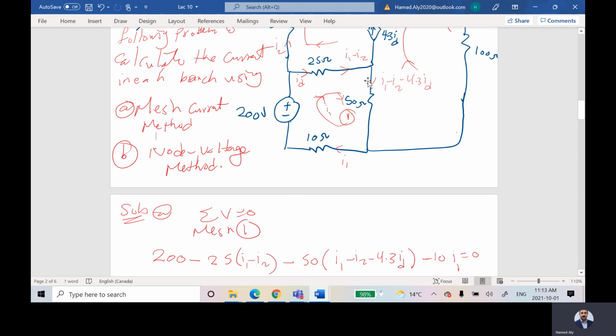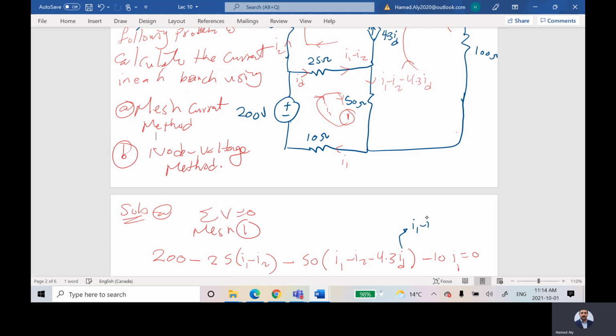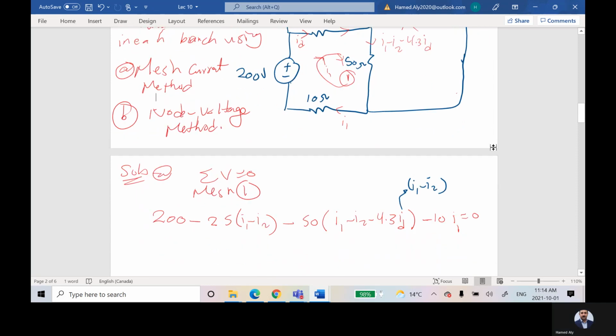Yeah, because this is the current in this one. You mean substitute this by I1 minus I2? Yes, this is what I'm going to do for the next step. So here, this is ID. He is asking me, can we replace ID by I1 minus I2? Yes, to minimize the number of the equations. So I'm going to substitute this by I1 minus I2. Then, what is the next step?